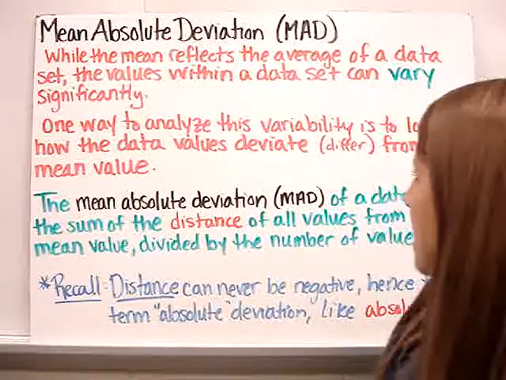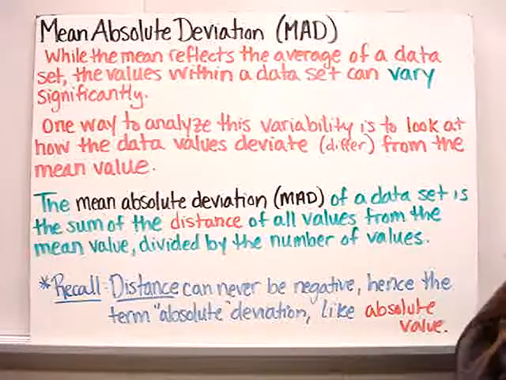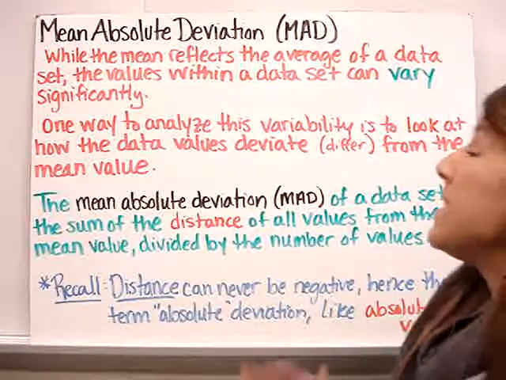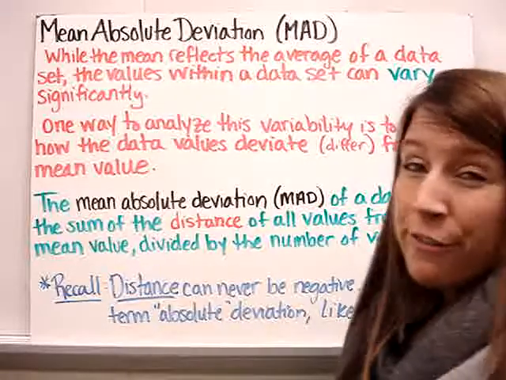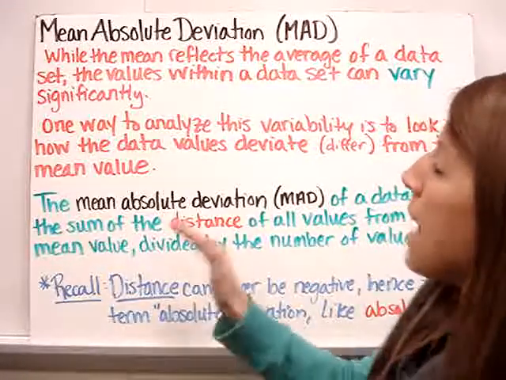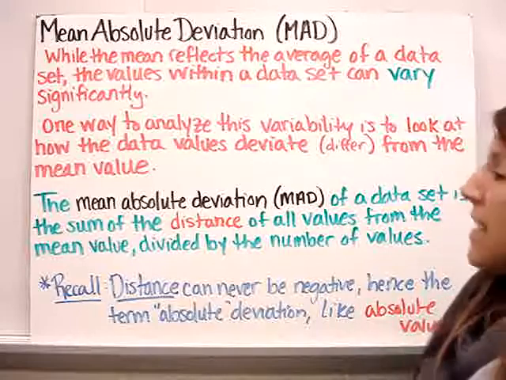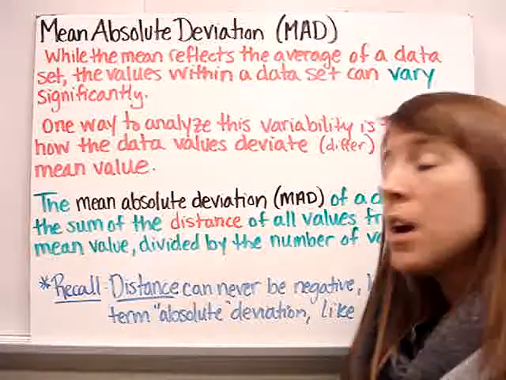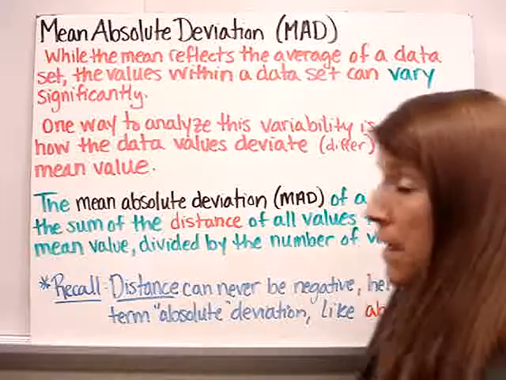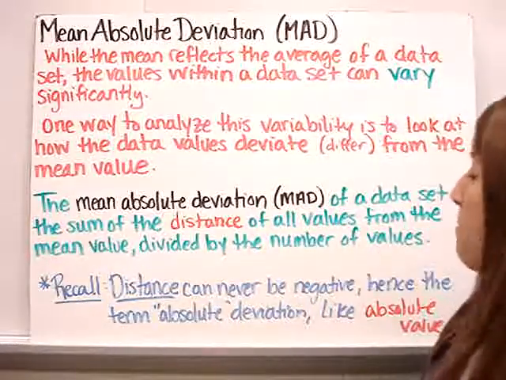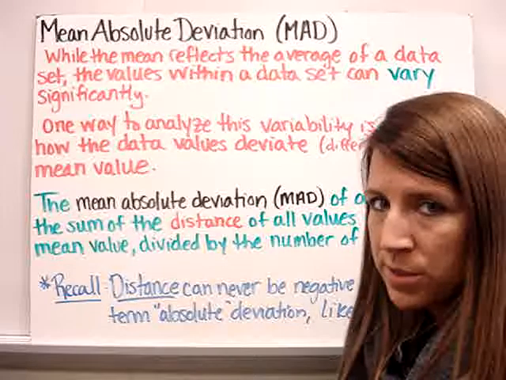One way to analyze this variability is to look at how the data values deviate, meaning how they differ, from the mean value. The mean absolute deviation of a data set is the sum of the distance of all the values from the mean value divided by the number of values.